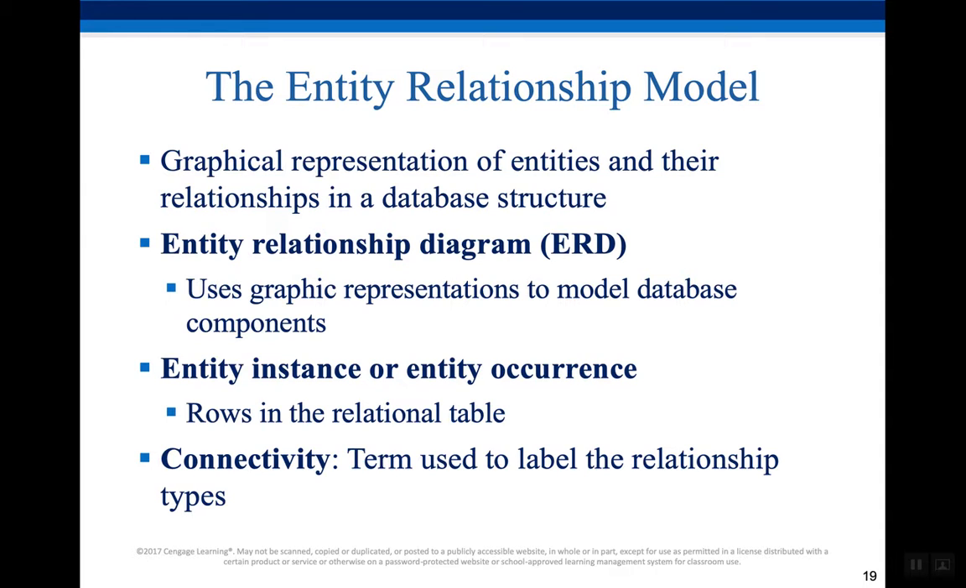The entity instance or entity occurrence is the rows in the relational table. Connectivity is the term for linking the two together. The line linking the two really gives you a pictorial representation of how those two tables are connected to each other. So if you have an ERD for a database, you can get a pretty good sense of how things are structured. And if you do a good job with the naming, it becomes maybe not totally self-documenting, but you can get a pretty good sense of what the model is, or what application it's supporting.